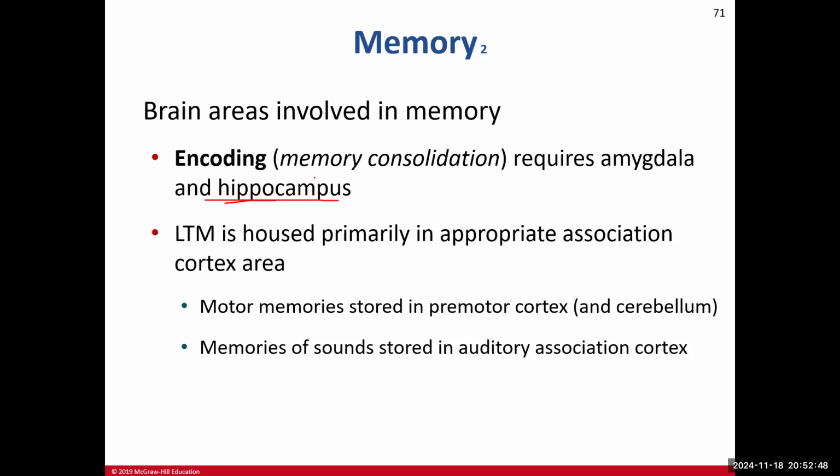Okay. So that's what LTM stands for, long-term memory. Okay. It is housed in, all right.